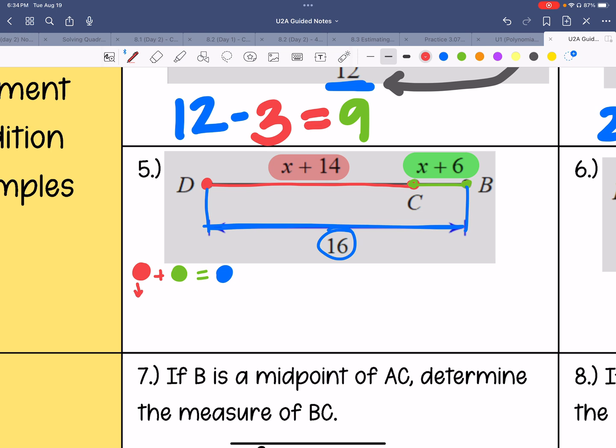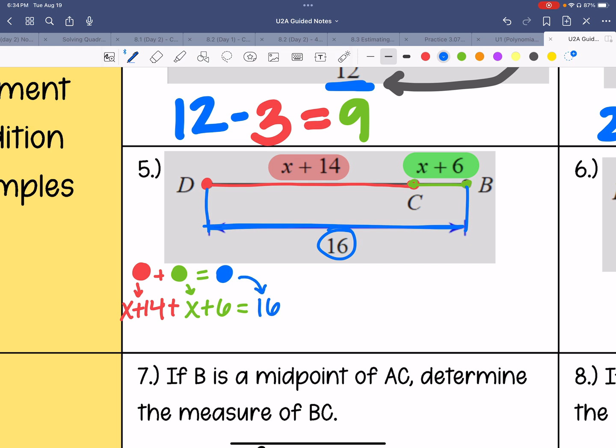So I know that my red segment is x plus 14. I know that my green segment is x plus 6. And I know that my whole segment, the blue portion, the whole thing, is 16.